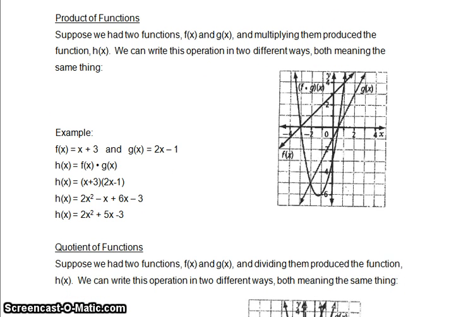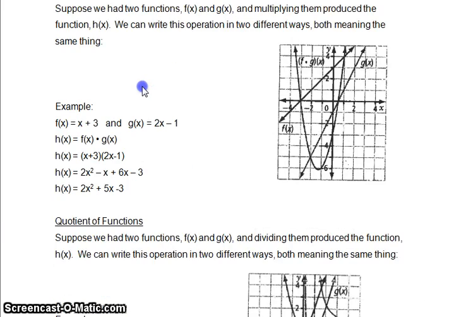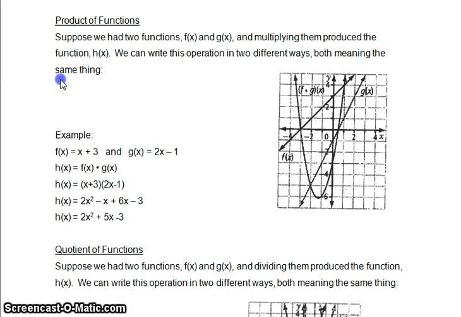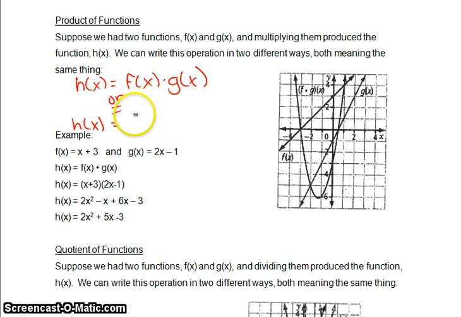And so suppose we had two functions, f of x and g of x, and multiplying them produces the function h of x. We can write this operation in two different ways, both meaning the exact same thing. I'm sure you can probably guess this, but if not, here we go. Okay, so here we have h of x is equal to f of x times g of x. Or we can write this as h of x is equal to bracket f times g of x.